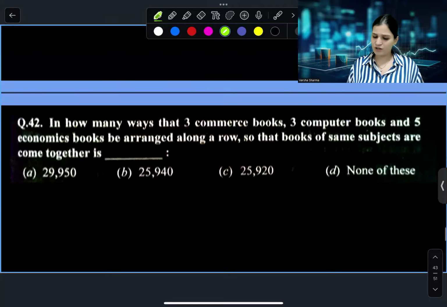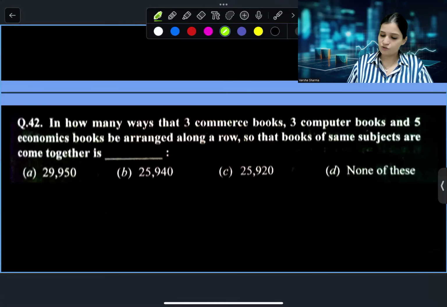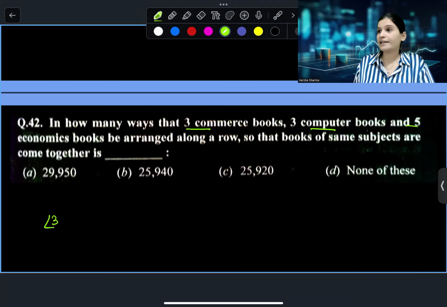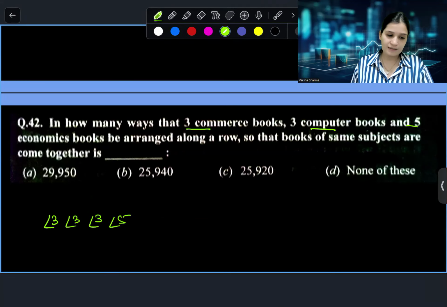42. Repetition. So 3 bundles basically. Factorial 3. Then each bundle can arrange among themselves. Computer, commerce, and eco. Answer C.